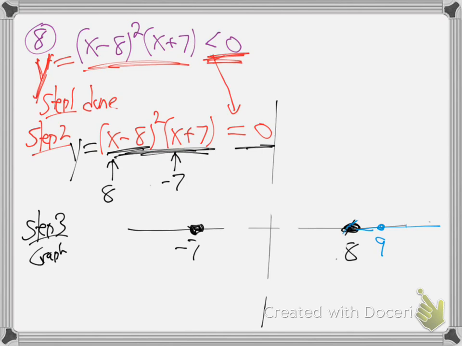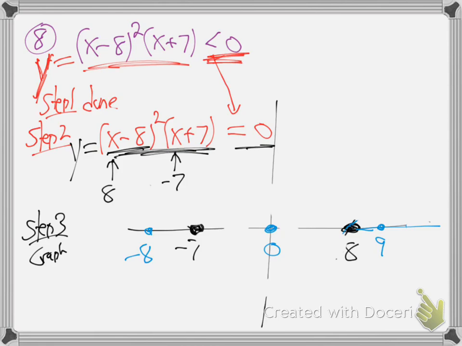So why don't I check 9. Now, how do I check? And then I'll check something in the middle, like how about 0? I always like to use 0 when I can. And then something over here like -8, just anything in the left. So 1 point in the left, 1 point in the middle, 1 point in the right, and just plug in to the function to find out what it is.